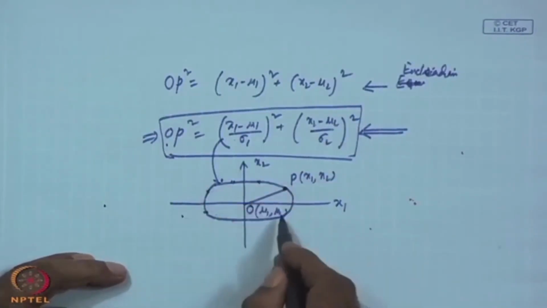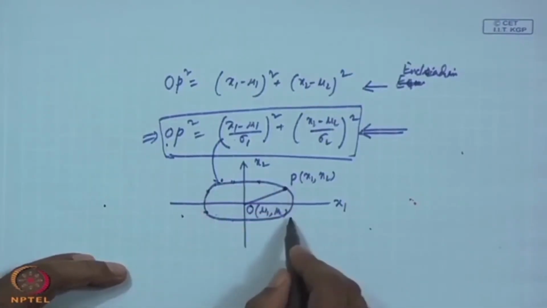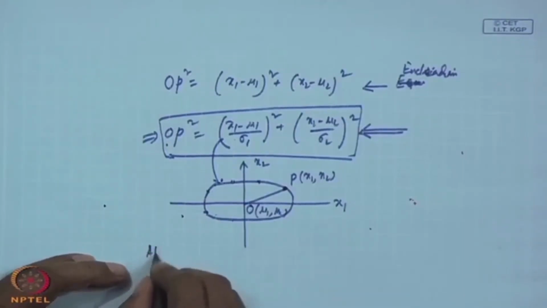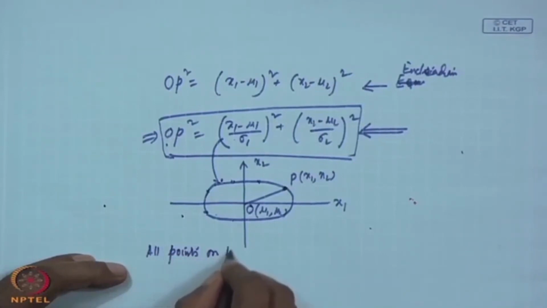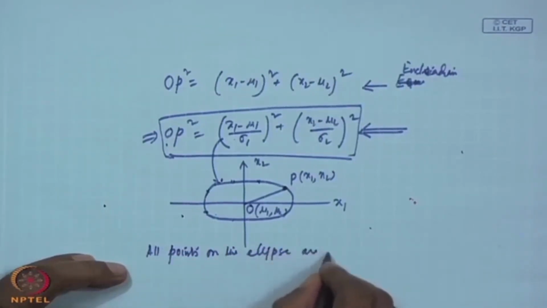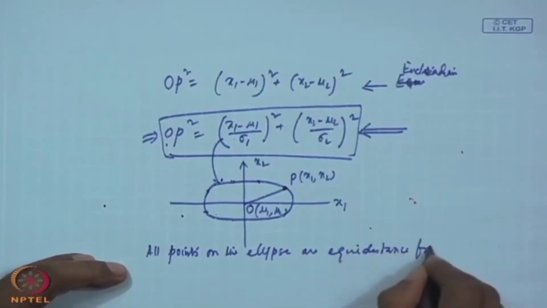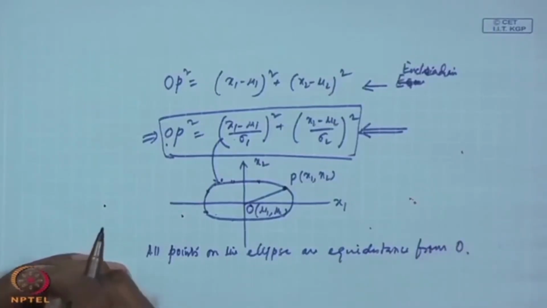And what do we say here? We say all points on the ellipse are equidistant, definitely, from O, from a reference point.